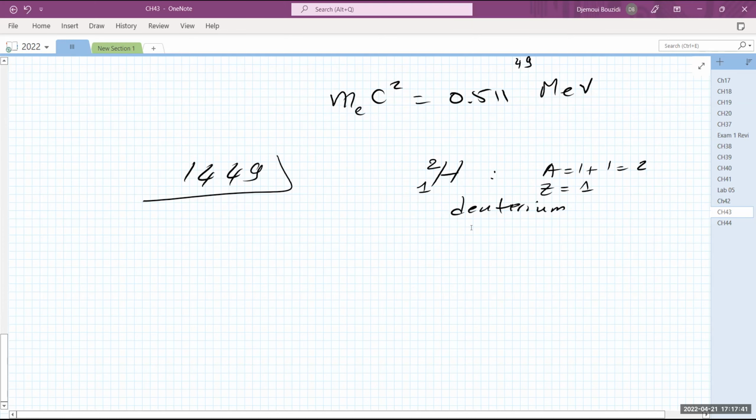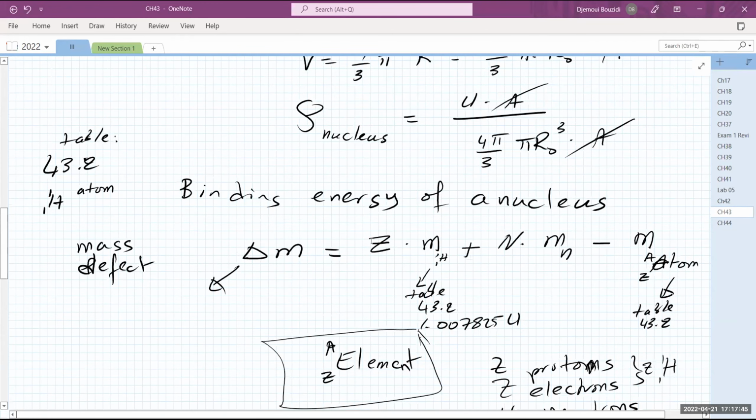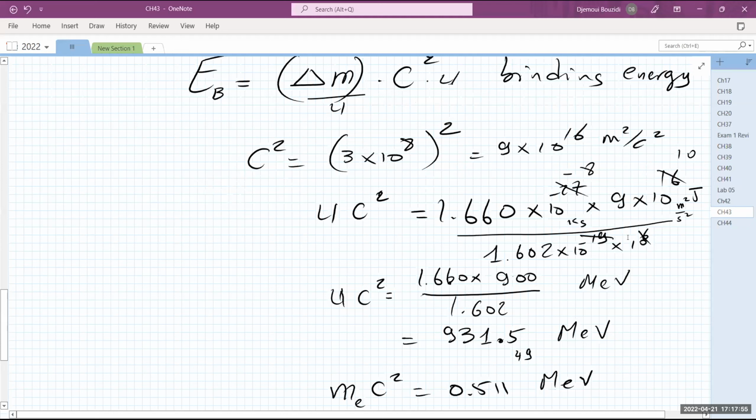So what I can do, I can do the same calculation for deuterium. Okay, so I can go back to the expression here. I have Z equals 1, so it's no big deal. I have N equals 1, so it's no big deal. So I have 1 plus 1 minus the mass of the atom. And if I look at the table that I was referring to, namely the table on page 1445, I have the mass of the deuterium in here, which is 2.014102.